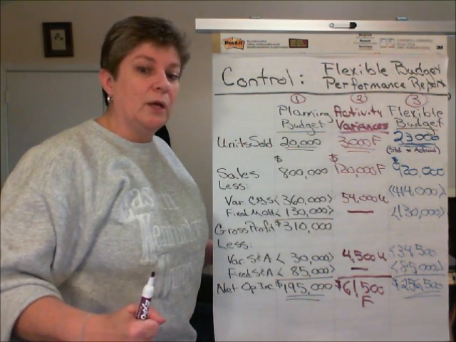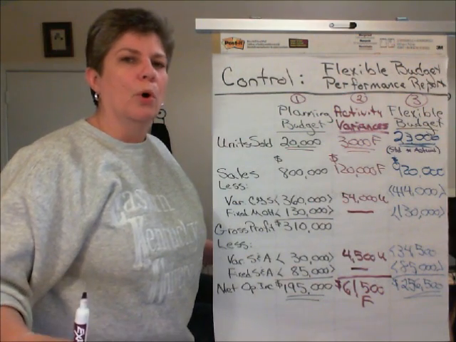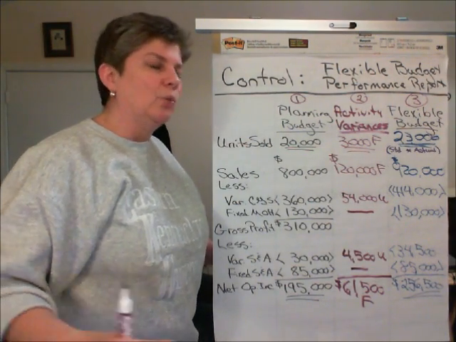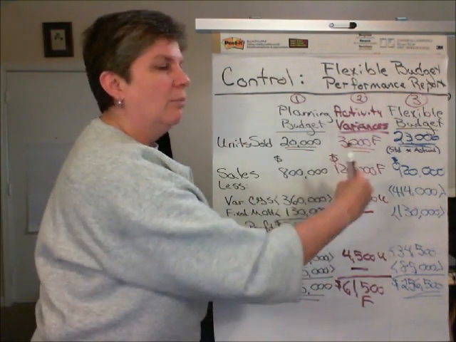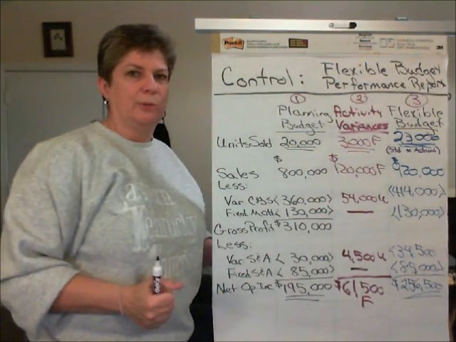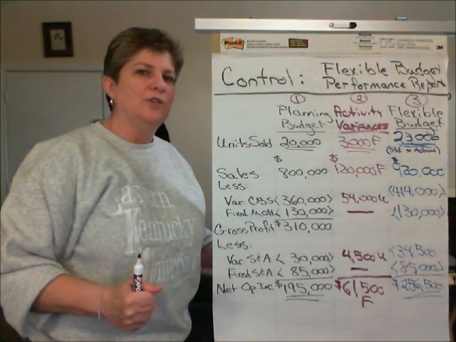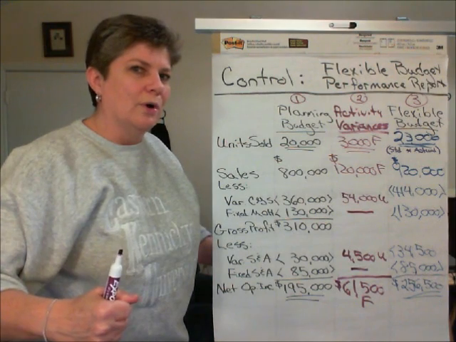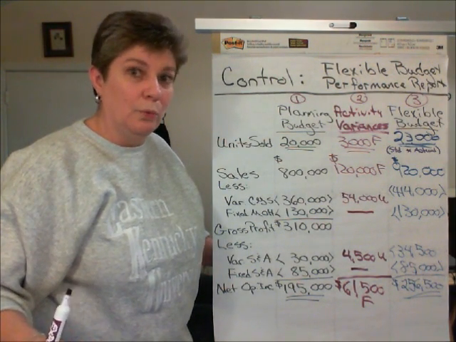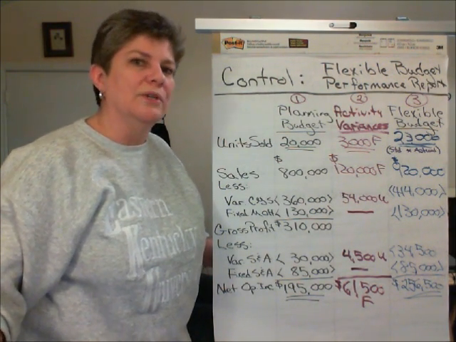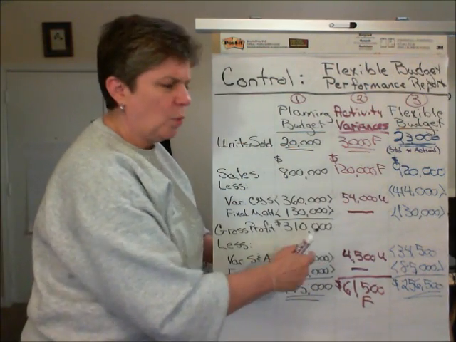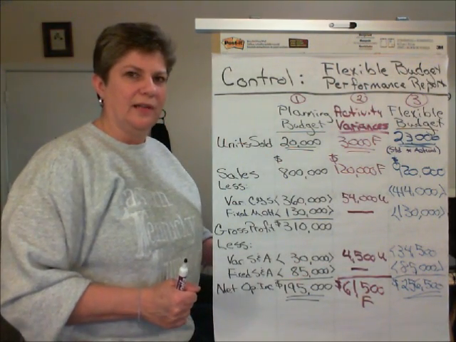So once again, we need to do more investigation, and we're going to add more columns to our flexible budget performance report to lead us towards answering the question, why wasn't net income what it should have been at this level of sales?